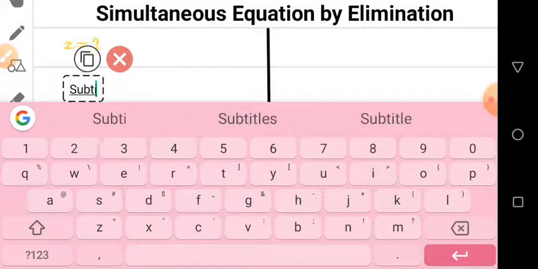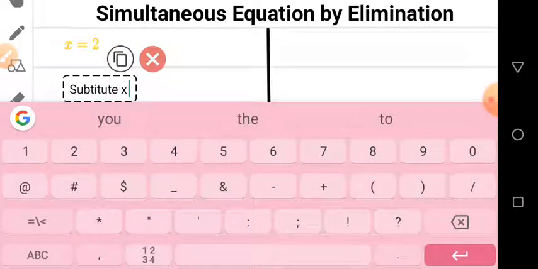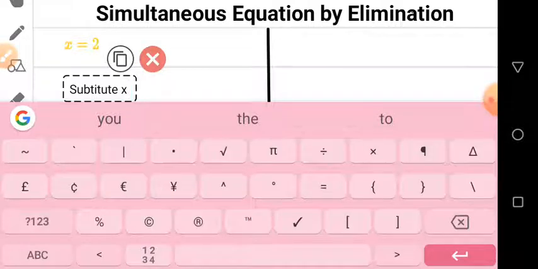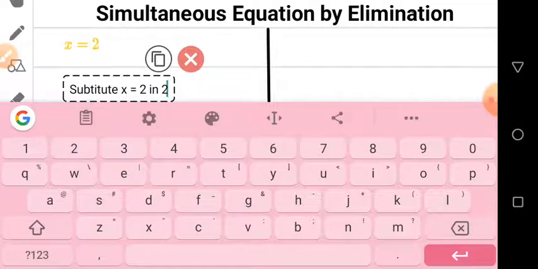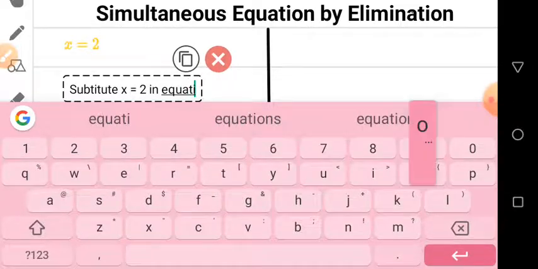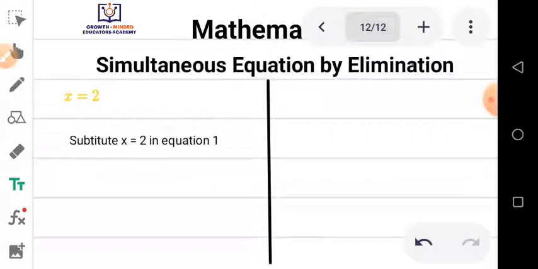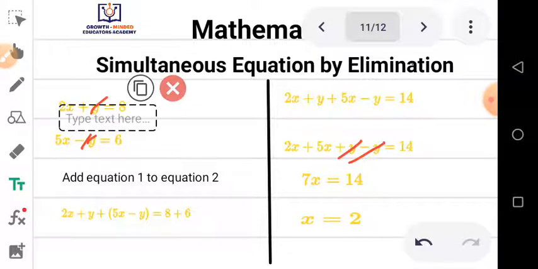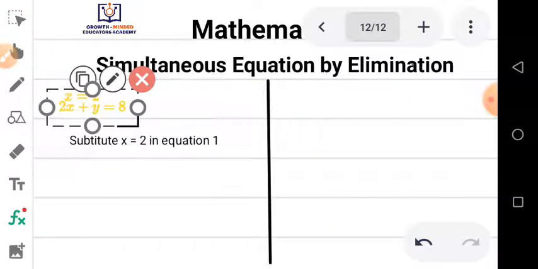Okay, so after getting this, we can now substitute x equals 2 in any of the two equations. In which equation should we use? This is equation 1. Alright, so substitute x equals 2 in equation 1. And what is equation 1? Let's come back here. So this is equation 1 here. Just bring it here.